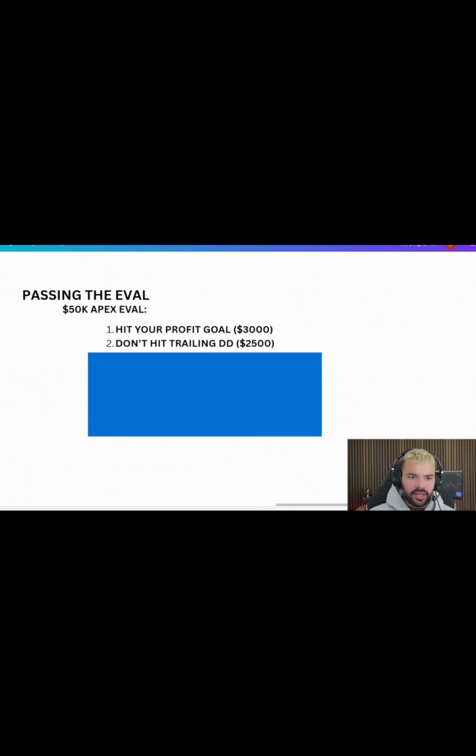Now, the drawdown on Apex is calculated intraday. To a lot of people, that sounds scary. All that means is that the drawdown will follow you during open positions. It will follow your highest account balance. The way to beat this, and this is a CAMMY Capital tip, and you'll see me doing this on stream as well with the Apex evals.